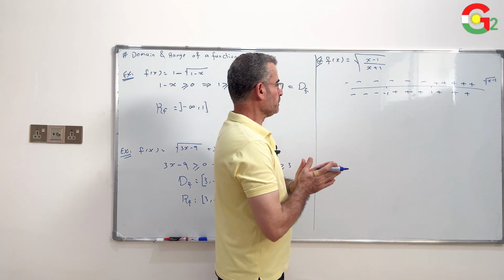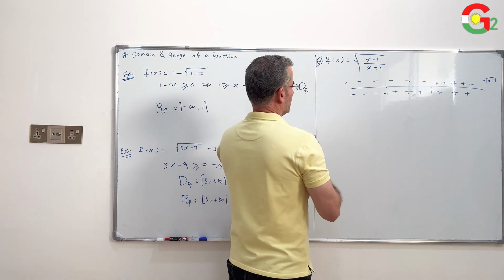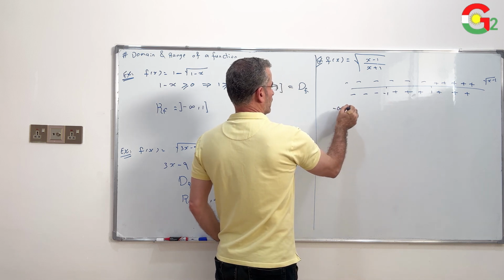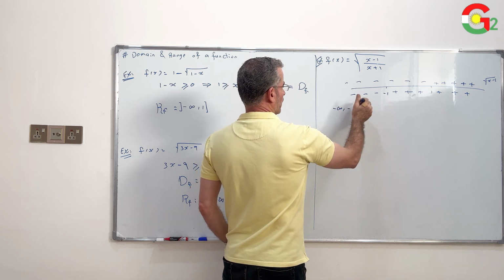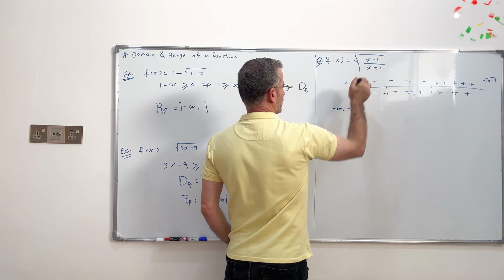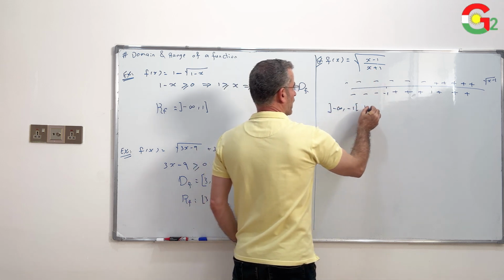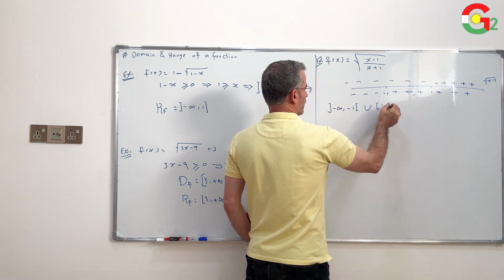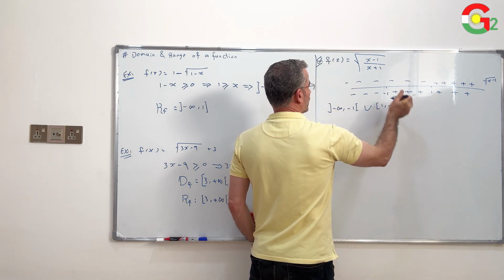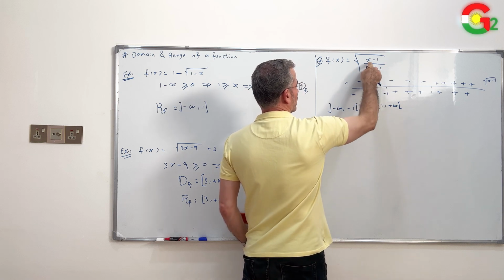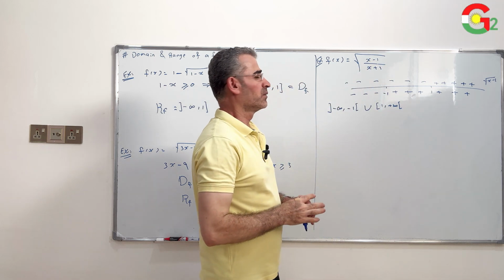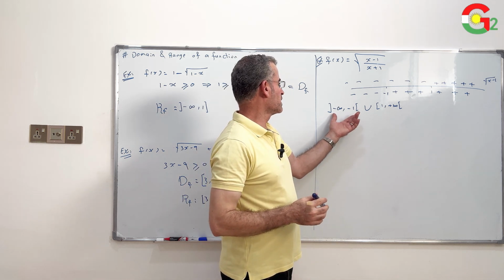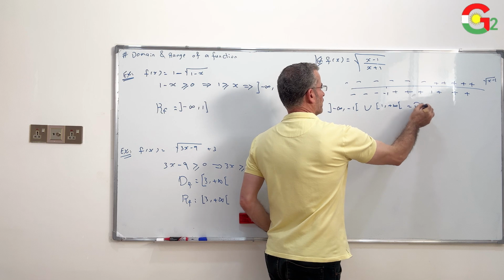Then the domain is negative infinity to negative 1, except negative 1, since negative 1 makes the denominator 0, union 1 to infinity with 1, because 1 plus 1 is 2, it is not 0. If the numerator is 0, it doesn't matter. Then this is the domain of this function.